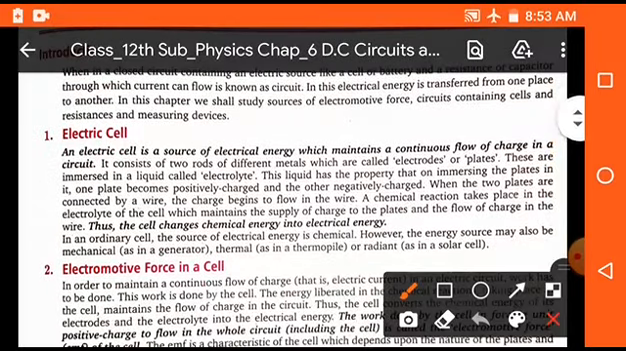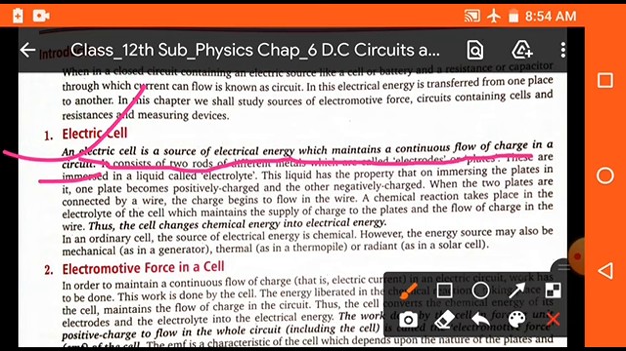First topic is electric cell. An electric cell is a device, or you can say a source of energy, which can maintain a continuous flow of charge in any circuit. It means with the help of an electric cell we can have a continuous flow of charges in any circuit.